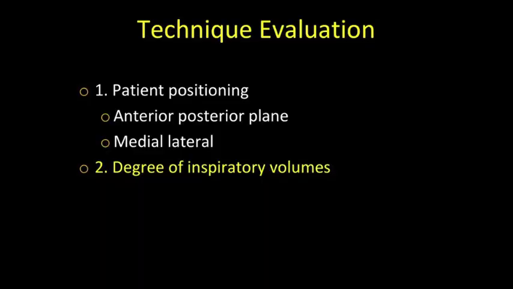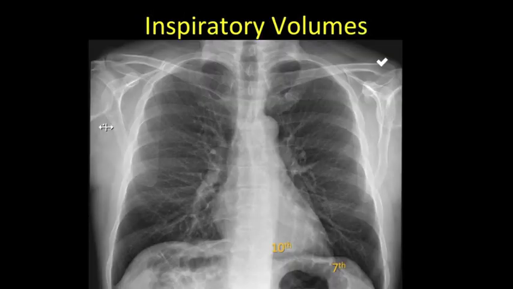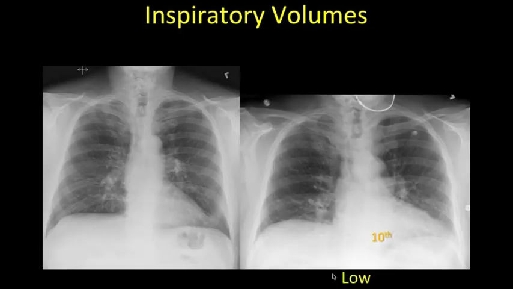So let's evaluate the degree of inspiratory volumes. Inspiratory volumes can be evaluated by the position of the diaphragms in relation to the ribs. There's no definite rule, but a rule of thumb is that the 10th posterior rib would overlap approximately the mid-hemidiaphragm in terms of the dome and the 7th anterior rib. The 10th posterior rib in this case is below the level of the dome of the diaphragm, and therefore this radiograph is of low inspiratory volumes.